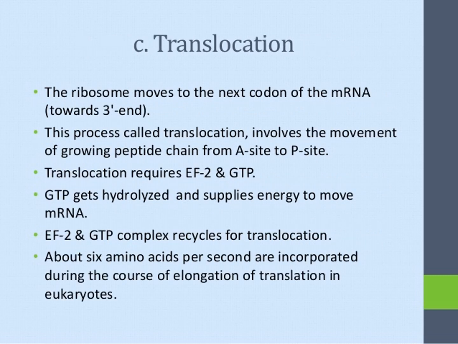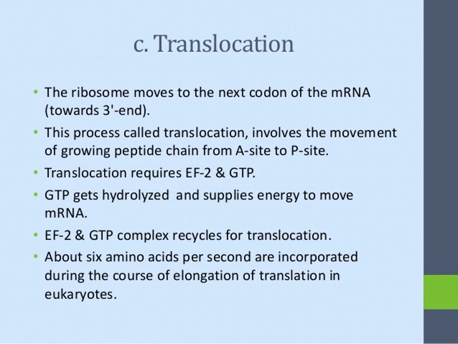Translocation is nothing but movement of the ribosome to the next codon of the mRNA towards the 3' end. So this process is called translocation. The ribosome moves to the next codon in the mRNA. So the site also will vary from the A site to the P site.